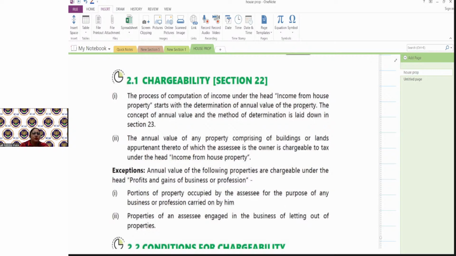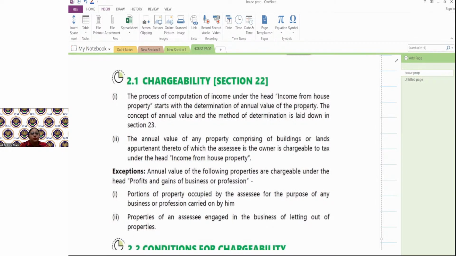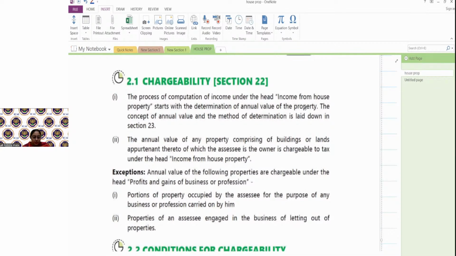Now you would be like, ma'am, what are you saying? What is annual value? The annual value of the property. But let's first understand from the chargeability perspective. As you know, each head of income has its own charging section. This section tells what type of income would be charged under a particular head in a particular year. Like when you saw salaries, income from employment is charged under the head salaries on due or receipt basis, whichever is earlier, correct?